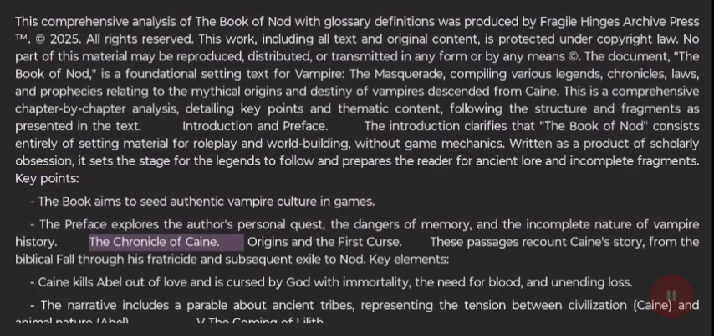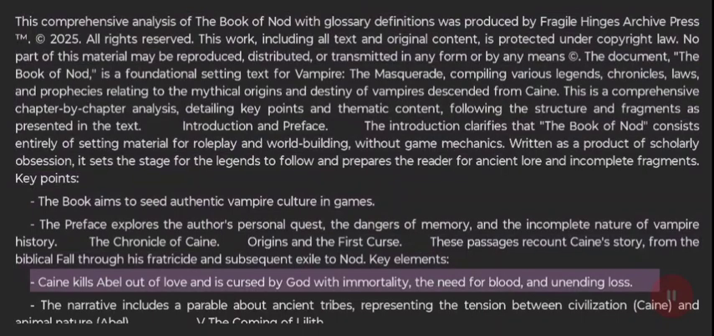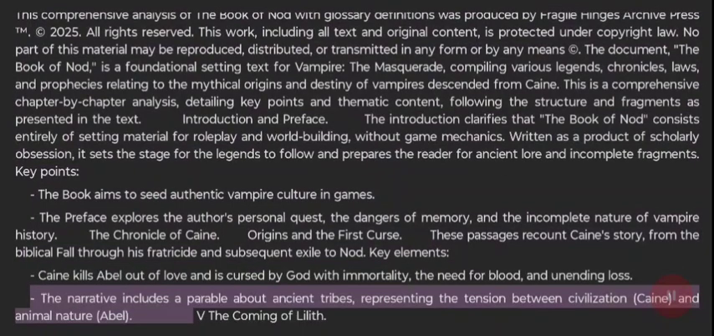The Chronicle of Cain. Origins and the First Curse. These passages recount Cain's story, from the biblical fall through his fratricide and subsequent exile to Nod. Key elements: Cain kills Abel out of love and is cursed by God with immortality, the need for blood, and unending loss. The narrative includes a parable about ancient tribes, representing the tension between civilization, Cain, and animal nature, Abel.